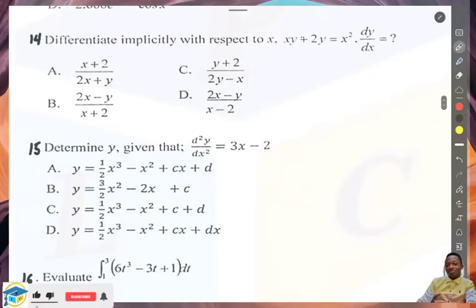Question number 14. We have xy plus what? 2y, and that should equal to what? X squared. We are asked to find dy over dx. It's an implicit function, so we are asked to find dy over dx. So here too is a product of two functions, okay? So this is what we're going to do. We hold the x, we differentiate the y. So I will say plus, then we hold the y, we differentiate the x, right?